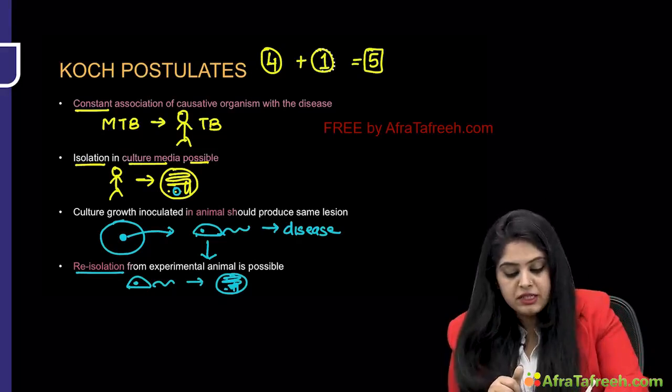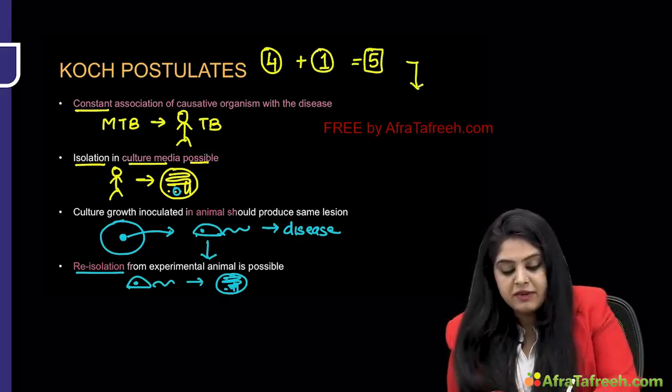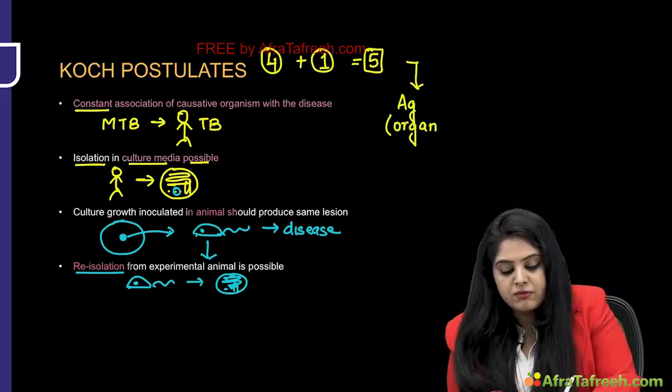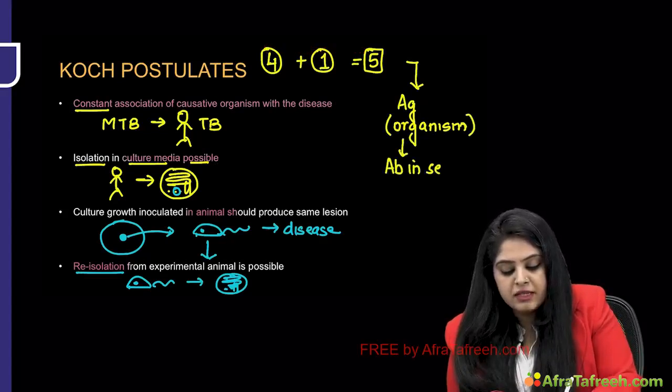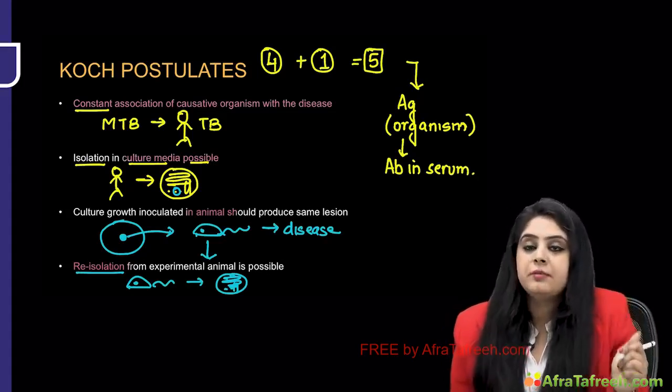I am interested in the fifth one now. And the fifth one says that whenever there is an antigen, where will the antigen come from? The antigen is going to come from the organism. They are saying that the person should be able to produce antibodies in the serum. The human being should be able to produce antibodies. That is one thing that has been mentioned by now.